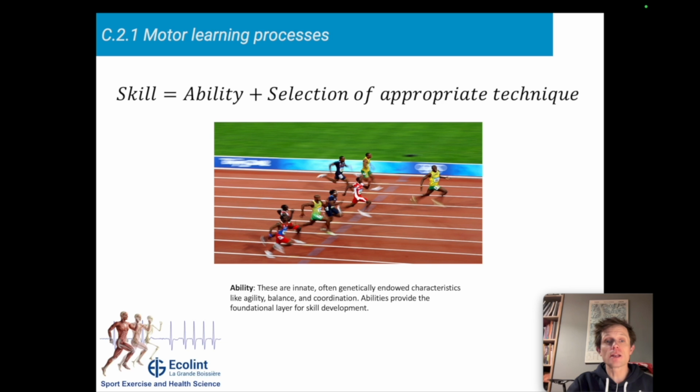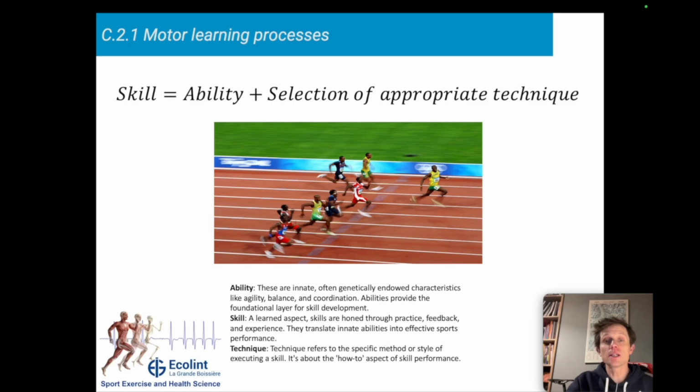Just as a reminder then, the abilities, these are innate and genetically endowed characteristics. For example, balance and coordination. These are general abilities that we can then apply to the execution of specific skills. Skills are learned and honed through experience and practice, and they translate these innate abilities into effective sports performance. Technique, then, this is what we refer to as being a specific method of executing a particular skill.